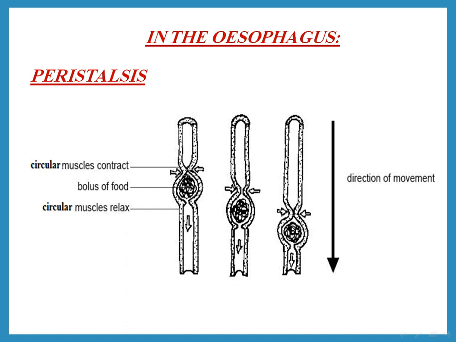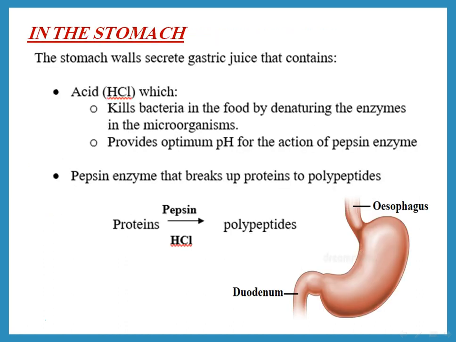These muscles, when the one above the food contracts, the one below the food relaxes, so this helps to push the food down. So actually peristalsis is successive contraction and relaxation of muscles, as if someone is just pressing on your food to push it down. The muscles in the walls of the esophagus contract to push the food down. This is called peristalsis. Then we go to the stomach.